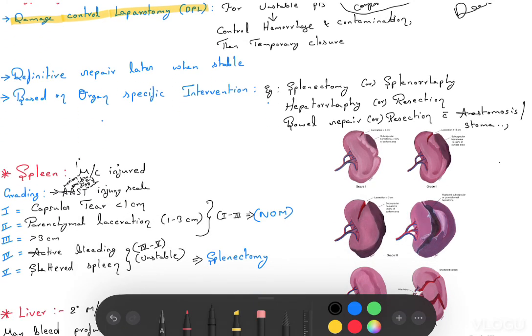So definitive repair is done later when the patient is stable, based on organ-specific intervention. Splenectomy means we take the spleen out. Splenorrhaphy means we repair it with sutures. Then hepatorrhaphy, and another procedure called hepatic resection. Next, bowel repair means we do repair, or resection with anastomosis and stoma.